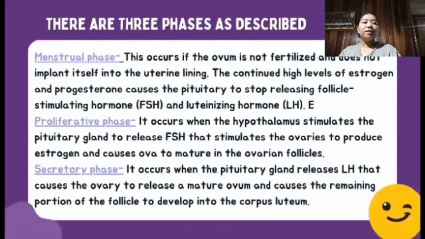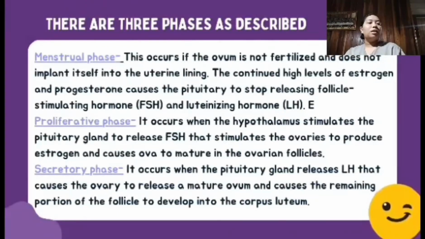Second, proliferative phase. It occurs when the hypothalamus stimulates the pituitary gland to release FSH that stimulates the ovaries to produce estrogen and causes the ovary to mature the ovarian follicles. The term proliferative means ang cells daw ay mag-multiply or mag-spread during that phase. Your estrogen level daw kay magtaas, then causes your endometrium to thicken. Your ovaries also prepare an egg for release.